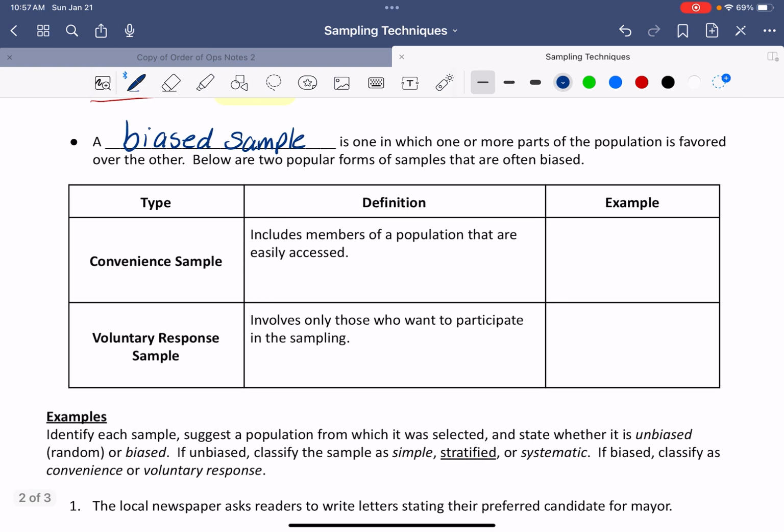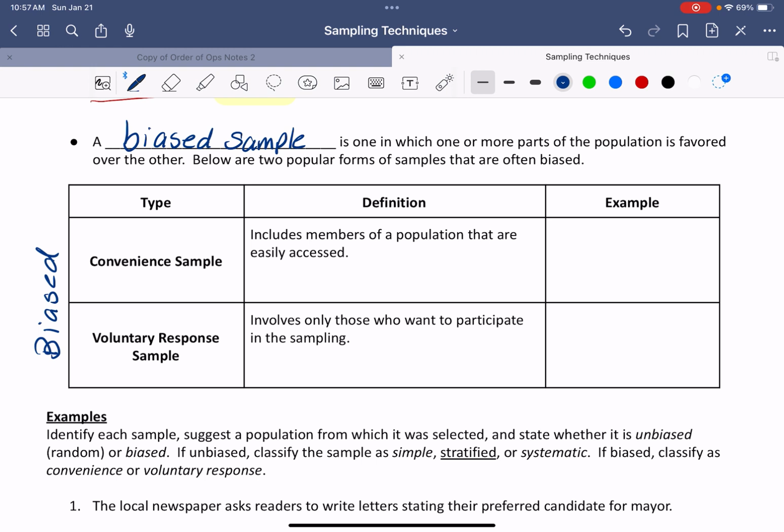So for example, these are both biased, if that will help you, because you're going to use your notes and refer back to these to help you make a decision on what types of samples there are on the homework, okay?